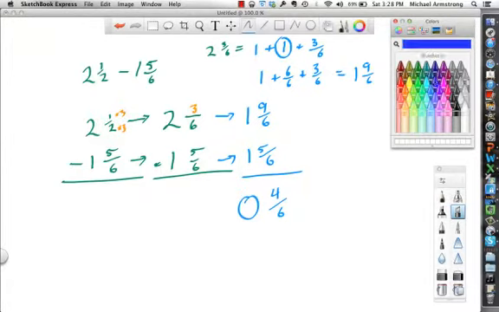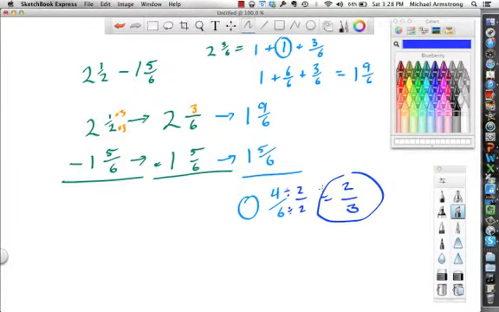There's one more step though, because I can simplify 4/6. I can divide by 2 halves, or by 1 really. I'm dividing by 1. But I can divide both 4 and 6 by 2. 4 divided by 2 is 2. 6 divided by 2 is 3. So my answer is 2/3.